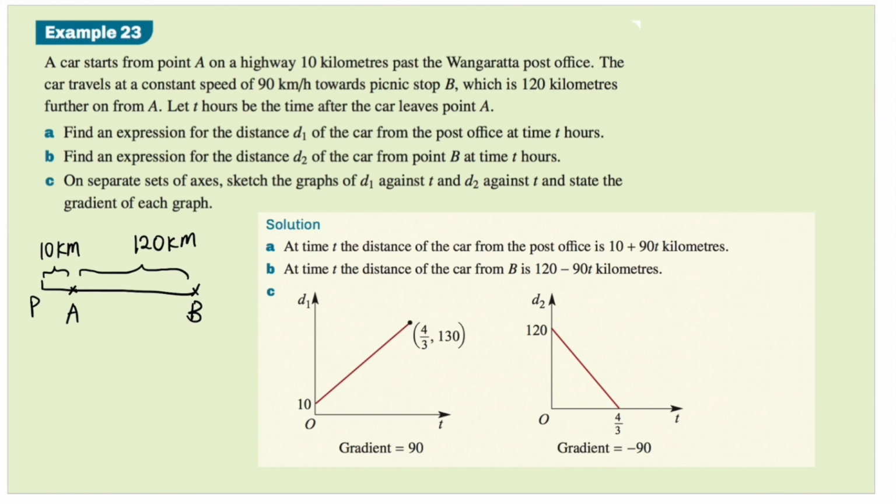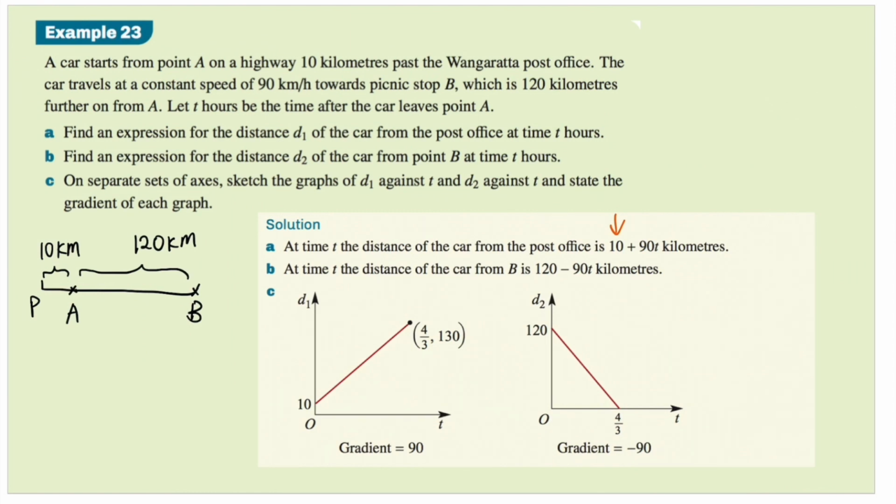Let's see what question A is asking. Question A says, find an expression for the distance D1 of the car from the post office at time T hours. We know distance D1 is equal to the distance the car already traveled, right, which is 10 kilometers, plus the distance it continues to travel at a constant speed of 90 kilometers per hour. So T represents time, and time T multiplied by speed 90 equals distance. So D1 is equal to 10, which is that 10 kilometers that's already traveled, plus 90 times T.